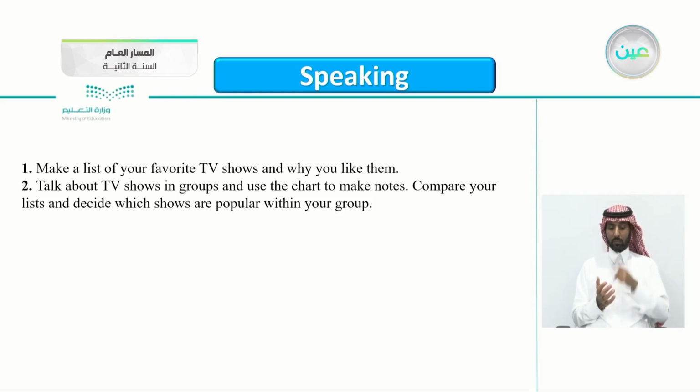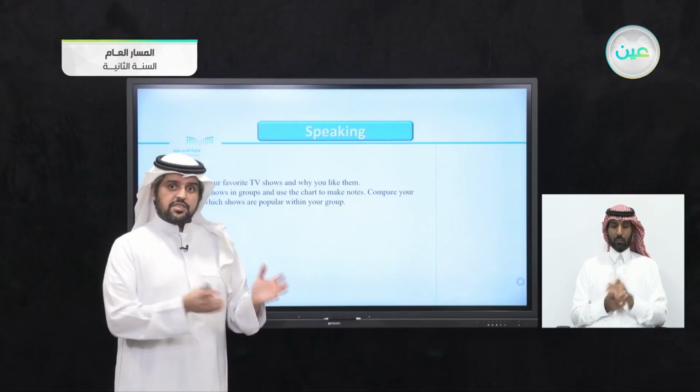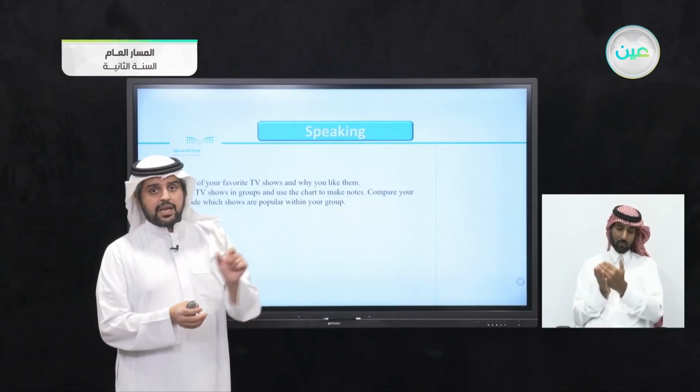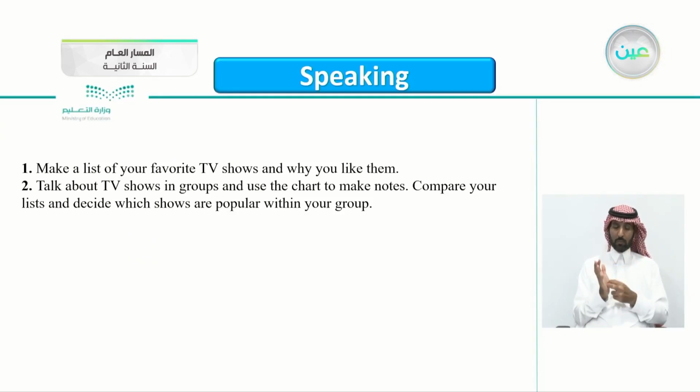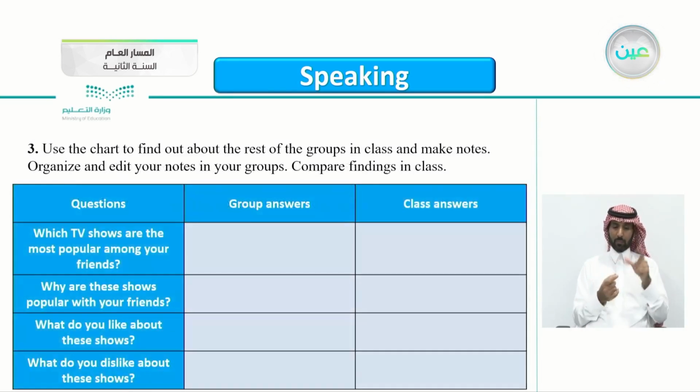Again, make a list of your favorite TV shows and why you like them. You can now get a piece of paper and write the list and the reason why you like each show. And we have to talk about TV shows in groups and use the chart here to make notes. So this is the chart. Use the chart to find out about the rest of the groups in class and make notes. Organize and edit your notes in your groups. Compare findings in class. We have a chart with 2 columns: group answers and class answers.